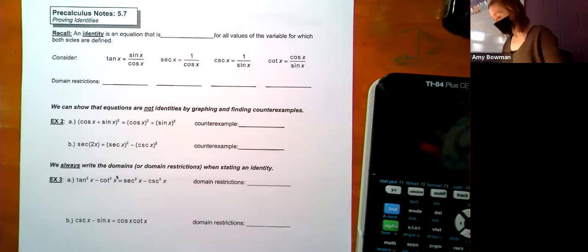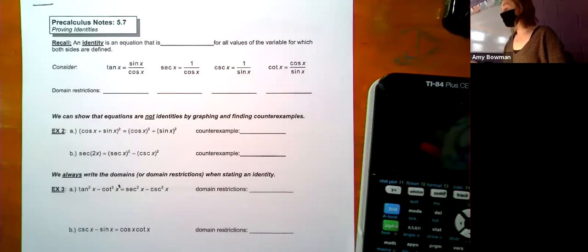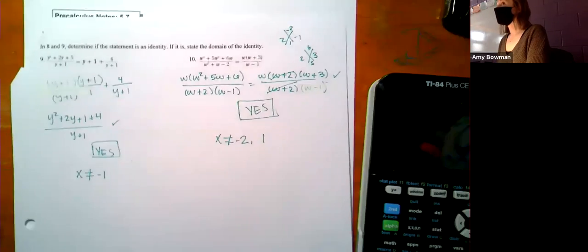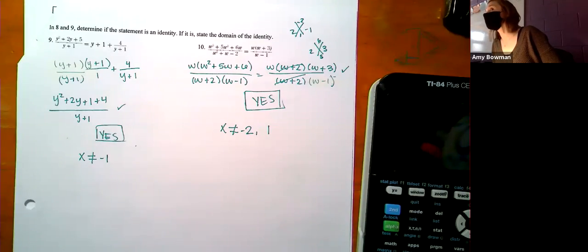All right, so 5.7 is on proving trig identities, which probably means nothing to you right now, okay? I'm going to show you other identities that you proved in the last chapter. This is the homework key from the last unit we did on rational functions. One of the sections was on proving identities.